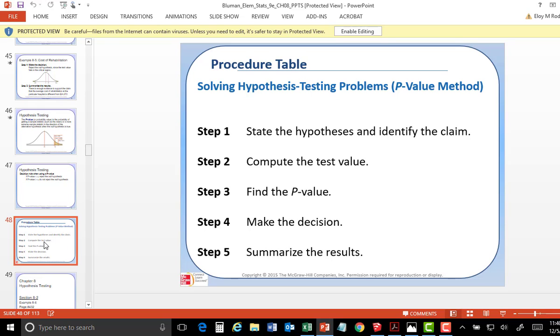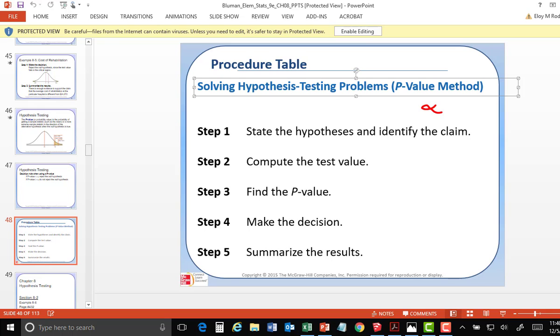So here's how you do it with the p-value method. You're going to state the hypothesis just like we always did. But now you're going to compute a test statistic, that's, remember, the asterisk. And then you're going to find the p-value. That's going to be the area from the test statistic to the right or to the left. And we'll compare it to alpha. So p-values are always compared to alpha.